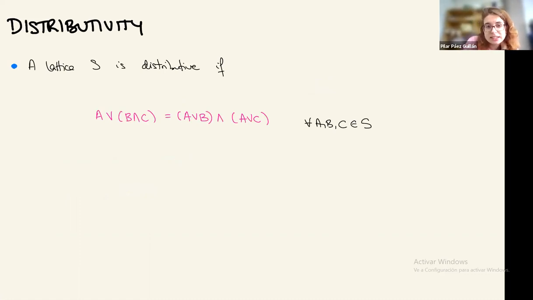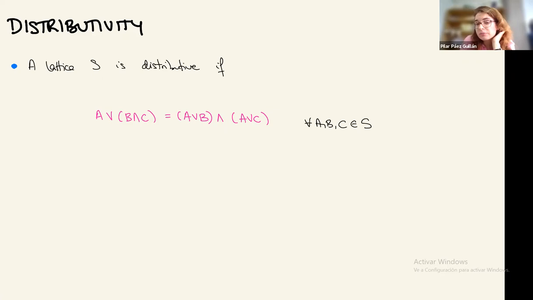If I have a lattice, not now a lattice of restricted subalgebras or a lattice of anything, just a lattice, it will be distributive if this identity is satisfied for each triple of elements of the lattice. The identity just says that the join is distributive regarding the meet. If I have the join of A and the meet of B and C, this must be the meet of the join of A and B and the join of A and C.